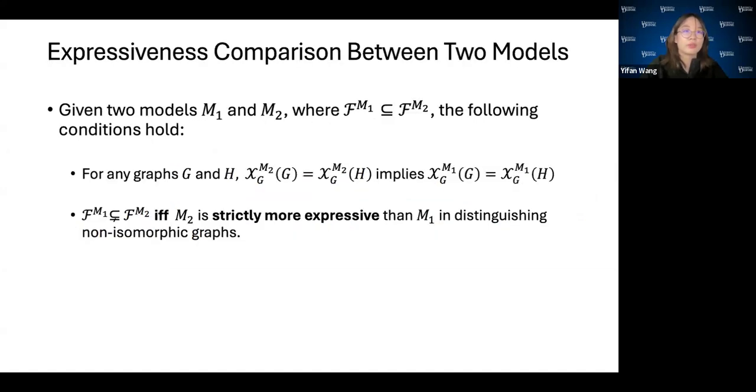Then this paper provides a clear way to compare two models based on their expressive power. That is, for any two models M1 and M2, if the family of substructures that M1 can encode is a subset of those that M2 can encode, then we say that M2 is strictly more expressive. Specifically, for any graphs G and H, equal representation under model M2 implies equal representation under model M1.